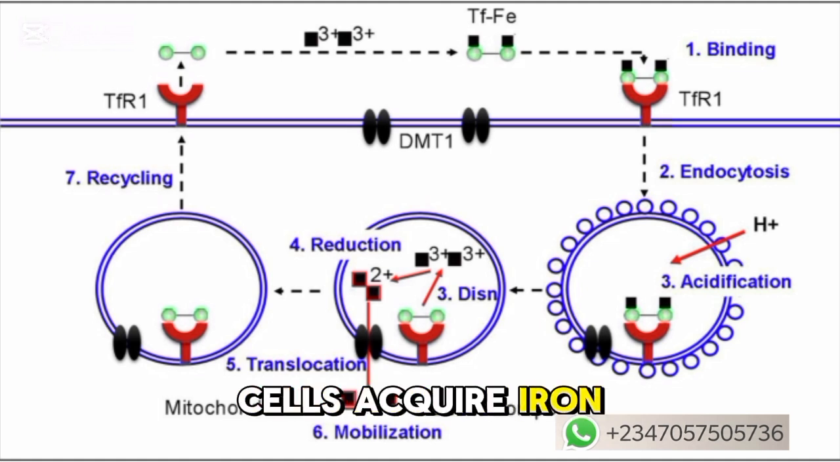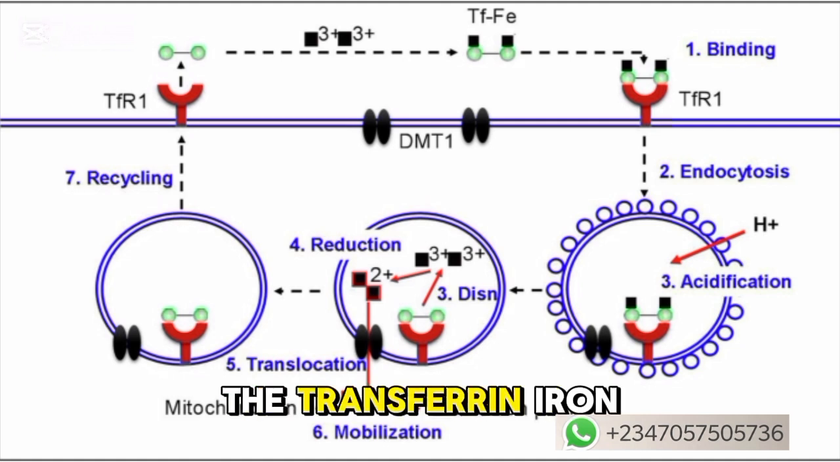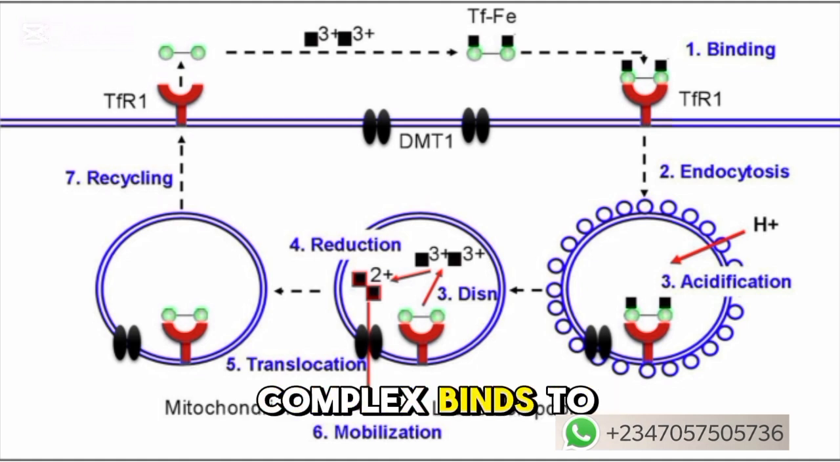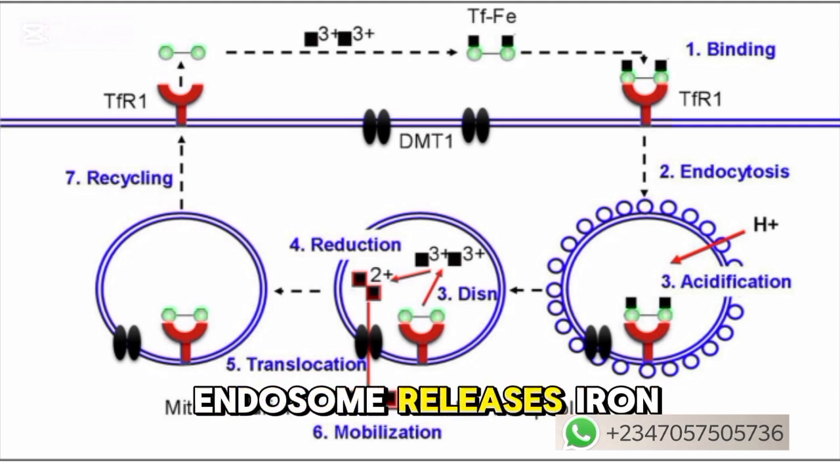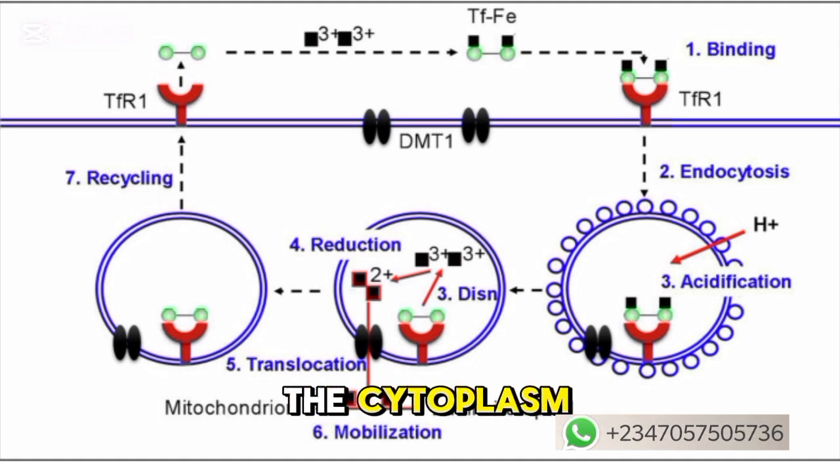Cells acquire iron primarily through transferrin receptor 1 mediated endocytosis, especially in cells with high iron requirements, such as erythroid precursors. The transferrin iron complex binds to the receptor and is internalized into endosomes. Acidification of the endosome releases iron, which is reduced and transported into the cytoplasm, while transferrin and its receptor are recycled to the cell surface.